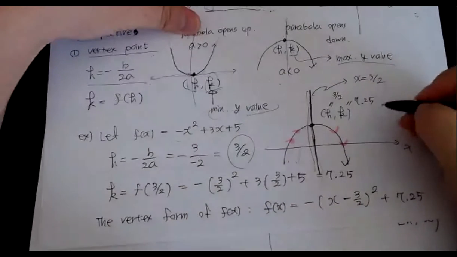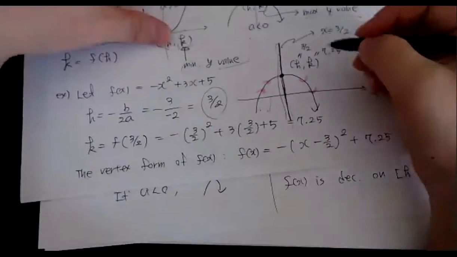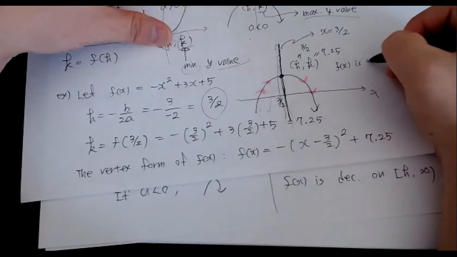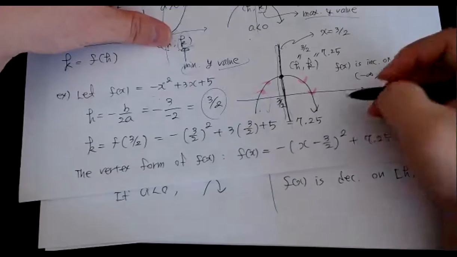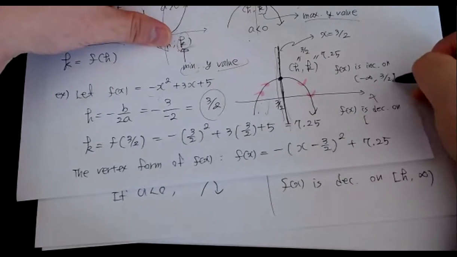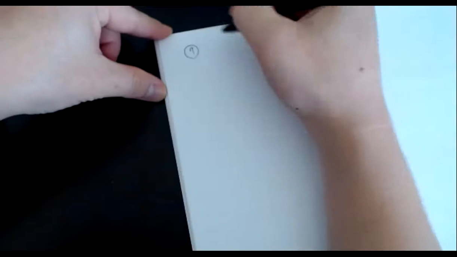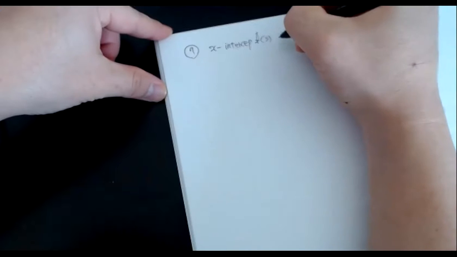So here h is 3/2. So f of x is increasing on negative infinity to 3/2, and f of x is decreasing on 3/2 to infinity. Okay. Now what are you going to do? The last one is the x-intercept and the y-intercept.